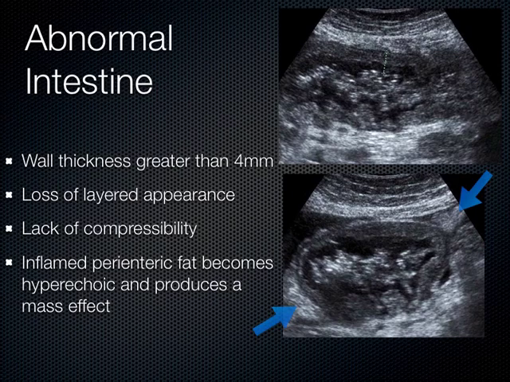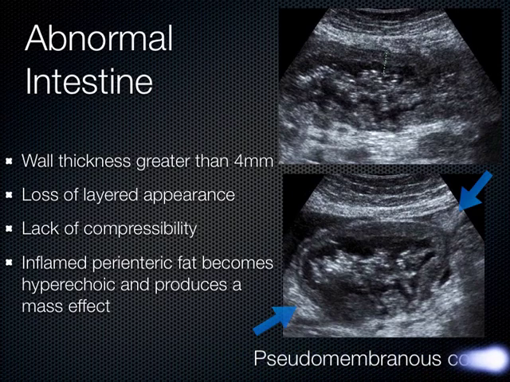Intestines should easily flop around and slip around each other and slide amongst one another. When there's inflammation or abnormality there, it all moves together like a unit. This is an example here of a patient who had pseudomembranous colitis.